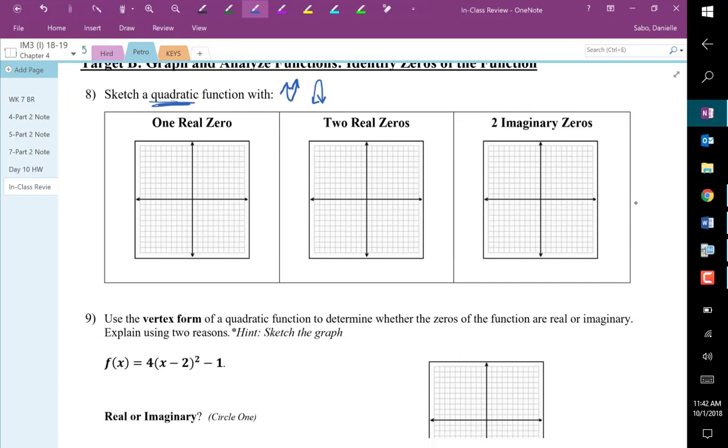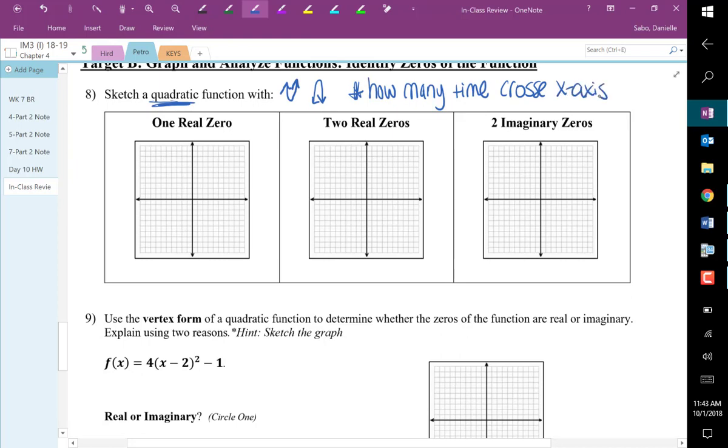With 1 real 0. So it's only 1 equation. Now, when you're talking about real zeros, you're talking about how many times it crosses the x-axis. So if you want to put a little star, how many times it crosses the x-axis, so that you remember. If it says 1 real 0, it only crosses 1 time. If it says 2, it crosses twice. If it says imaginary, it doesn't cross at all.